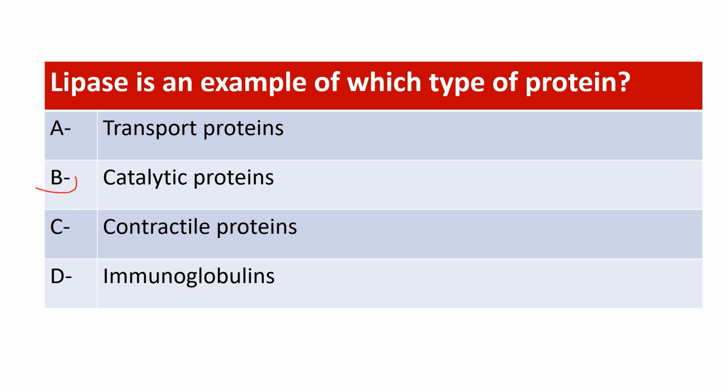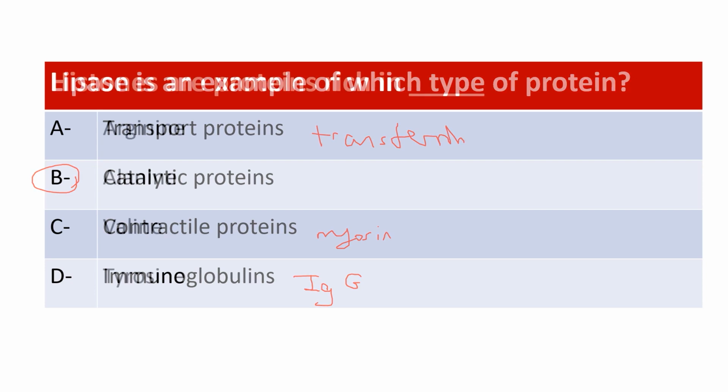So the answer is B. It's not a contractile, not a transport, and not an immunoglobulin. An example for immunoglobulins is IgG, for the contractile, myosin, and for the transport, we can give examples such as transferrin or lipoprotein. The answer is lipase is a catalytic protein.